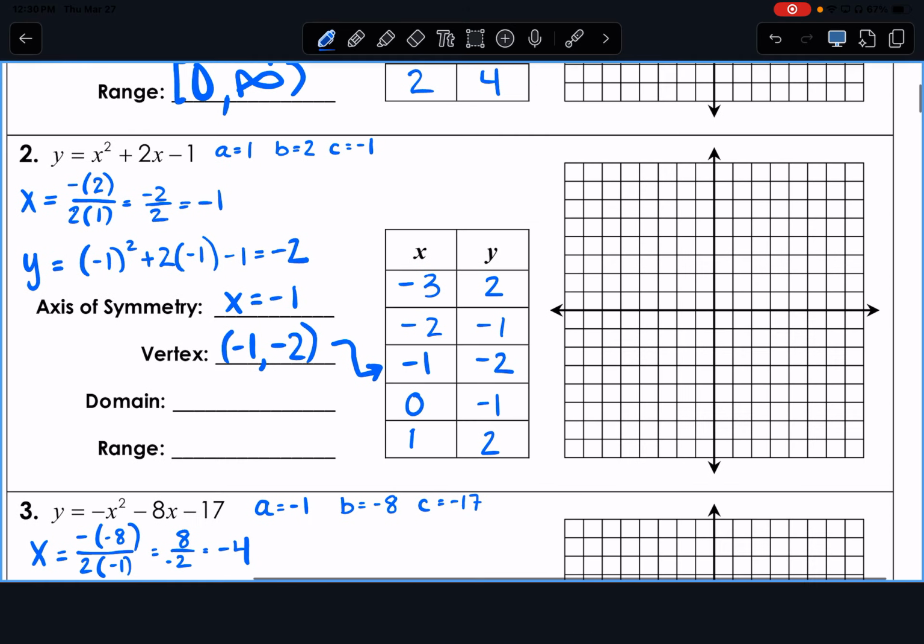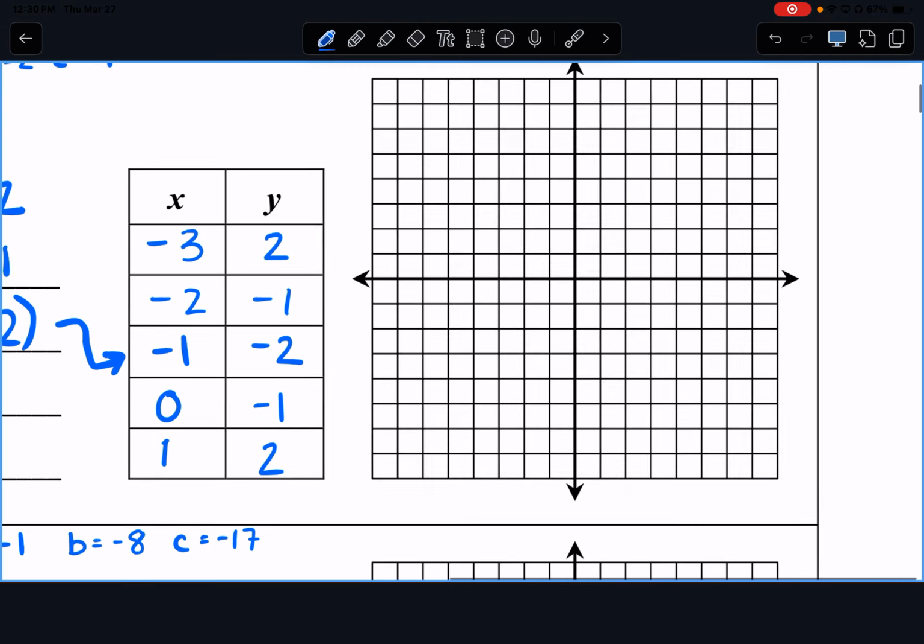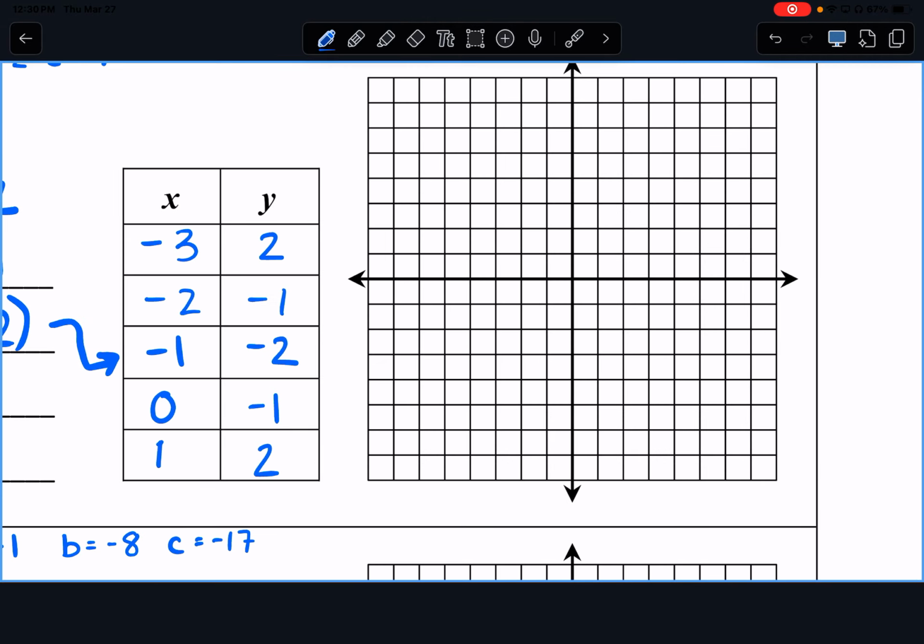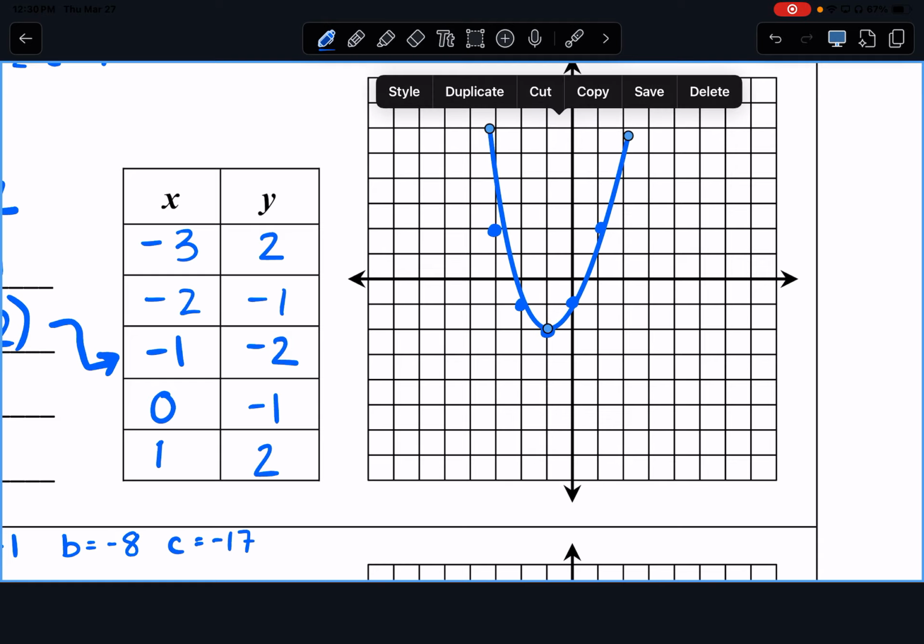Once we get our table, okay, we have to plot those points. So negative 3, 2, negative 2, negative 1, negative 1, negative 2, 0, negative 1, 1 and 2. And then we draw the curve. Do the thing where it straightens it out. That's what I'm trying to do. Look at that. So that is our graph.